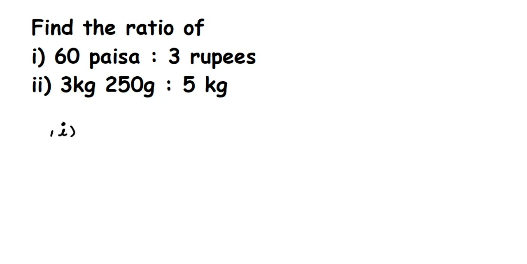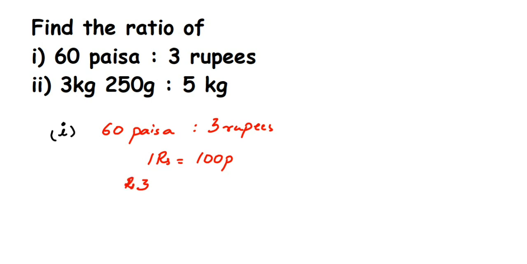Here they have given 60 paisa and they have given 3 rupees. I'm going to convert rupees into paisa. We know that 1 rupee is equal to 100 paise. When you're converting rupees into paise, you're converting a higher unit into a smaller unit, which means you have to multiply. So if 1 rupee is equal to 100 paise, then 3 rupees will be equal to 3 into 100 paise, which is 300 paise.